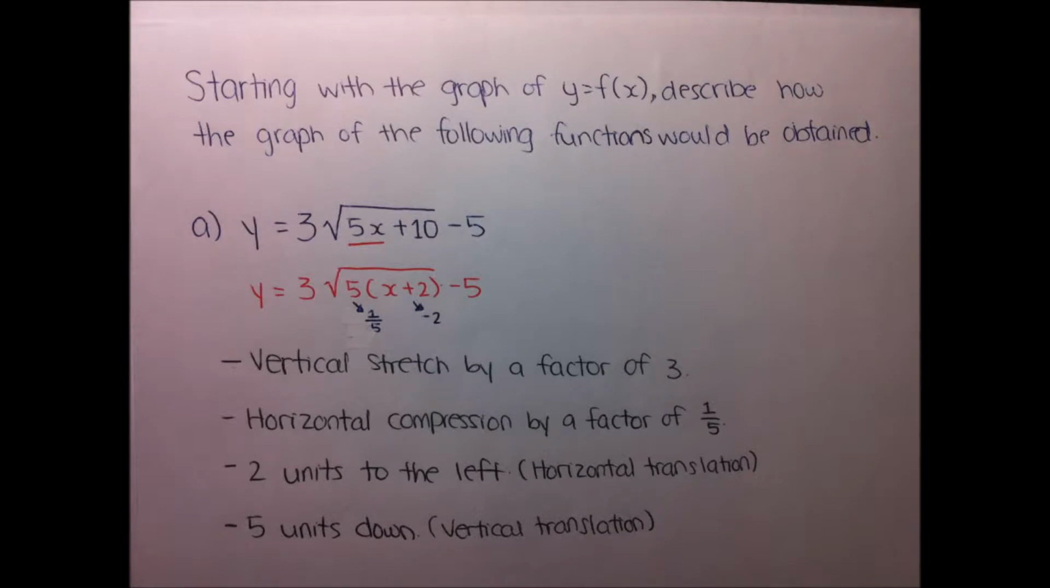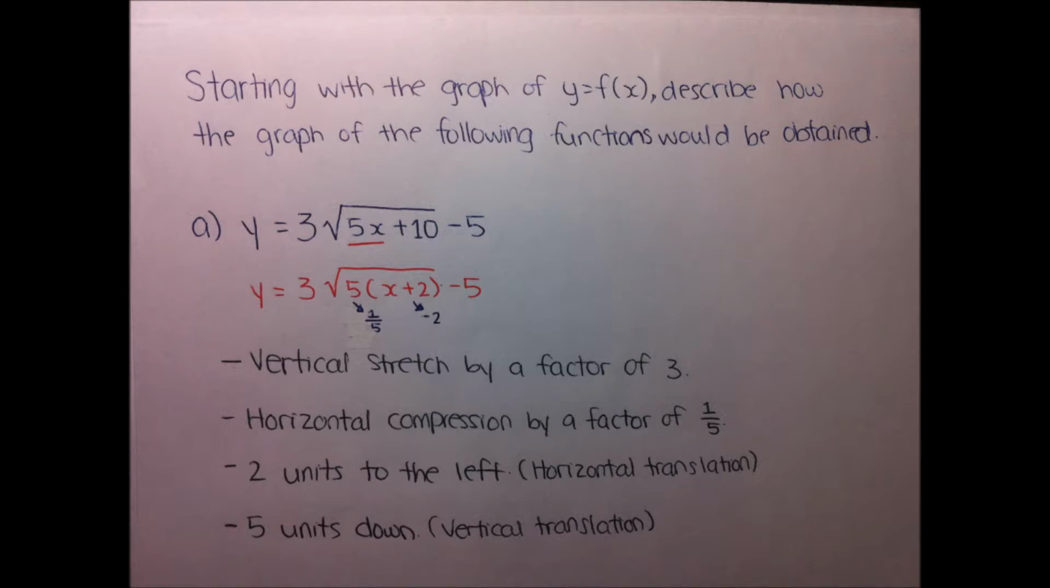In the next example, it asks you to write how the equation would be obtained. The equation given is y equals 3 square root 5x plus 10 and minus 5. Something you need to remember is that x always has to be on its own in the equation. Since it says 5x, you have to factor before you answer the question. When you factor out the 5, the new equation you get is y equals 3 square root 5 x plus 2 minus 5. You would then use this new equation to answer the question.